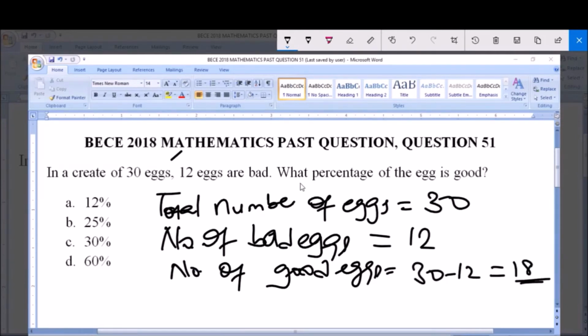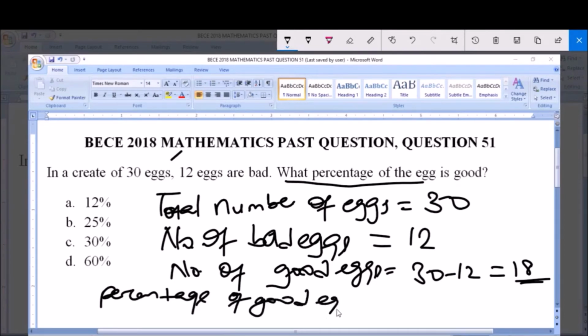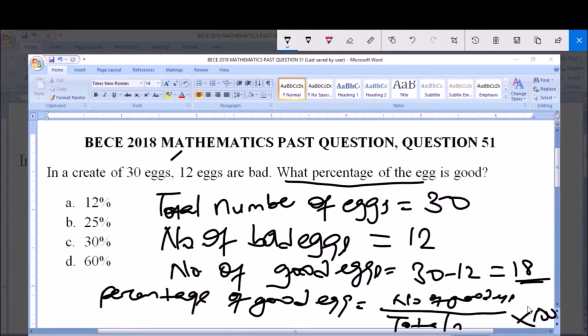But the question asks us to find the percentage of eggs that are good. So therefore, percentage of good eggs is equal to number of good eggs all over total number of eggs, times 100. Remember, it's in percentage.